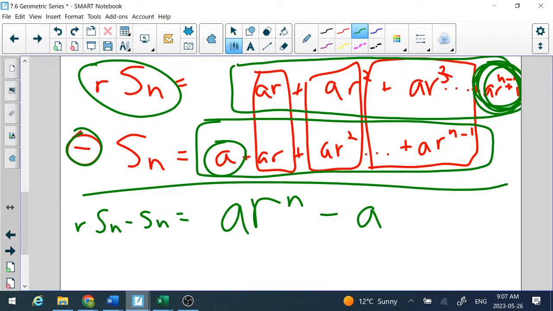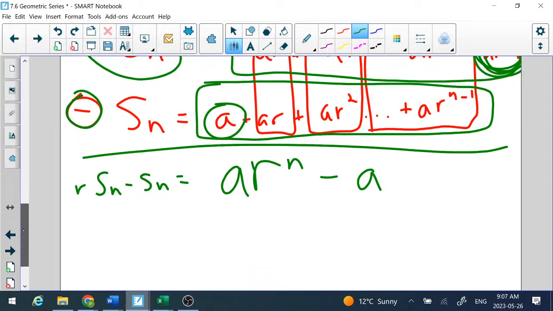I just took the original one and I multiplied it by R. No problem. I misunderstood your question. Sorry. Okay, so y'all down?